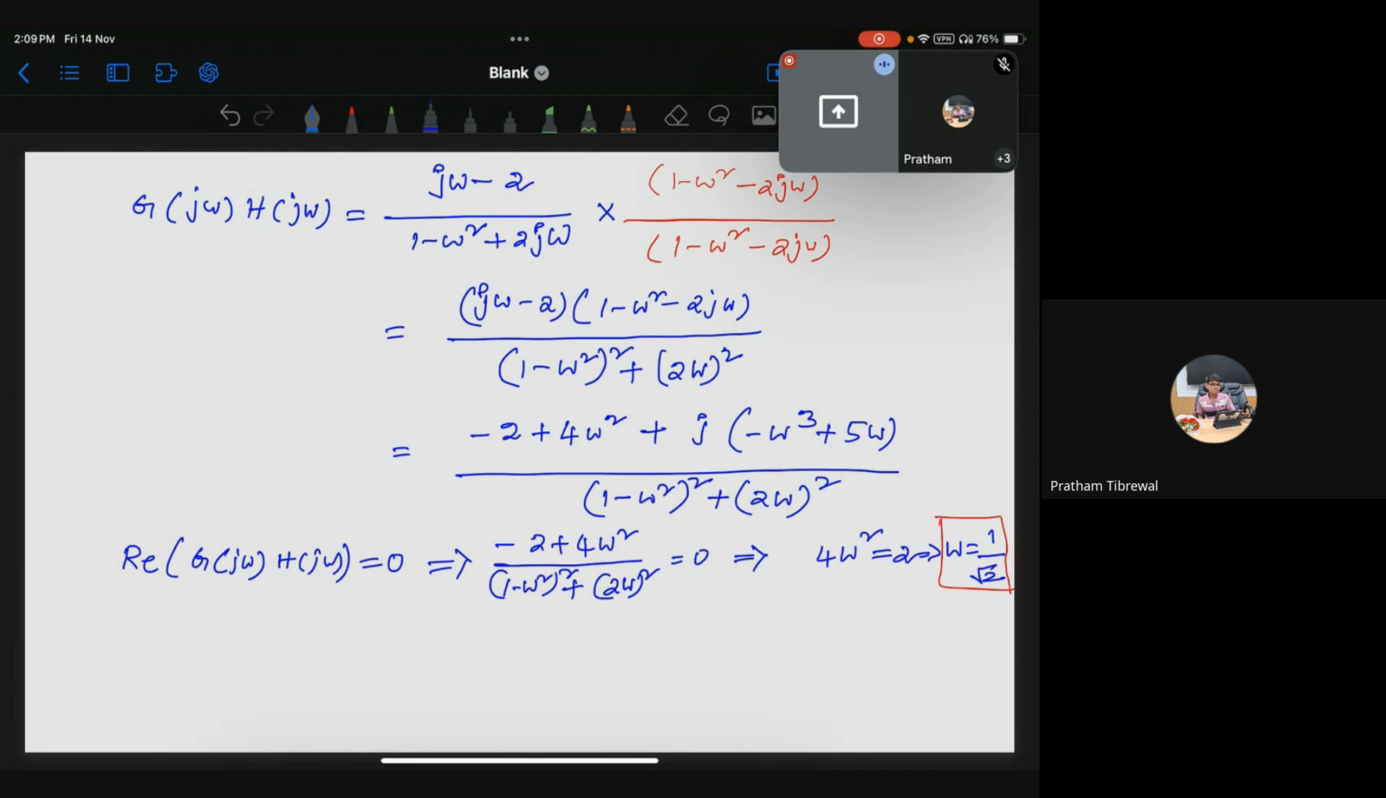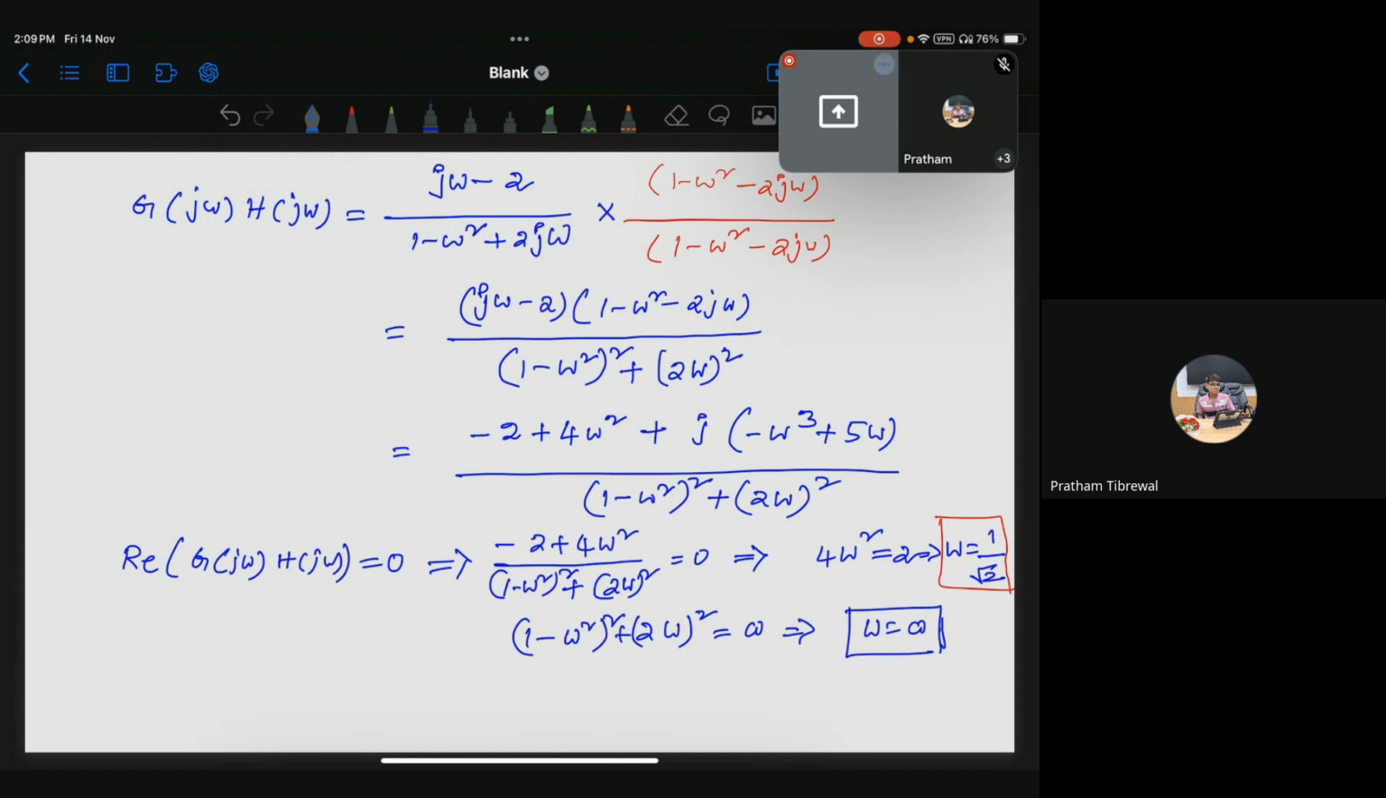The other case would be that (1 − ω²)² + (2ω)² could also be infinity. This can become infinity in this case also. In this case, ω you will get as infinity. That is for the real part.